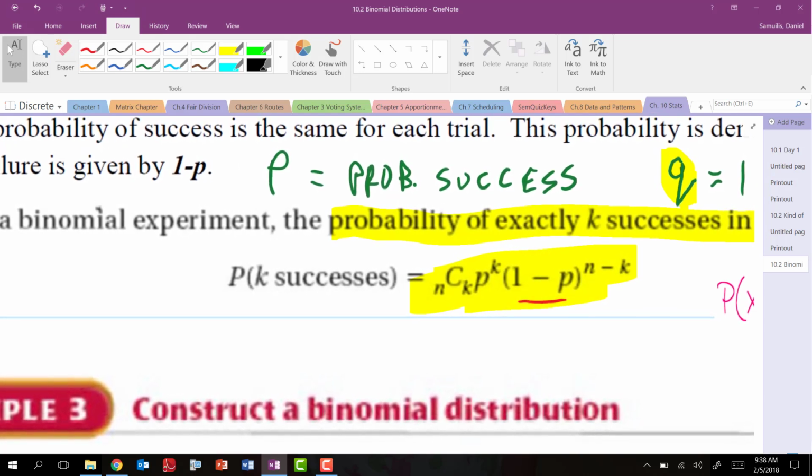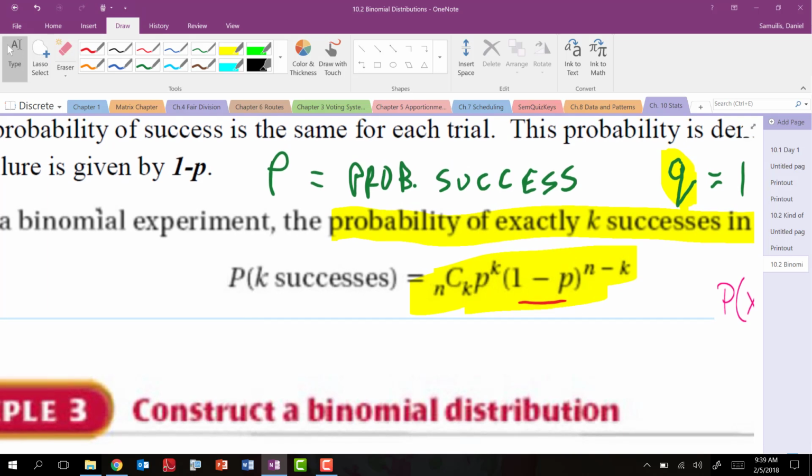So go ahead and write that down real quick, and then I'm going to go back up to our getting 3 right and 1 wrong probability scenario.